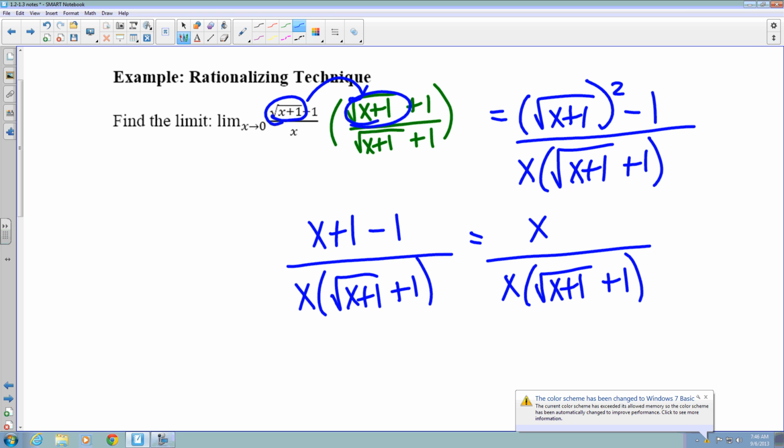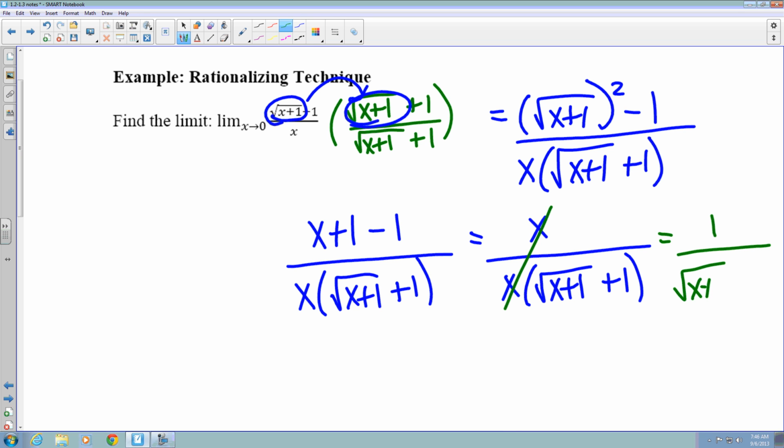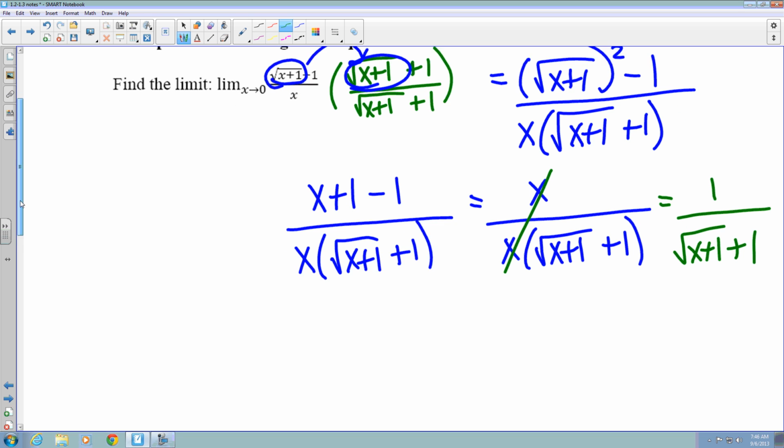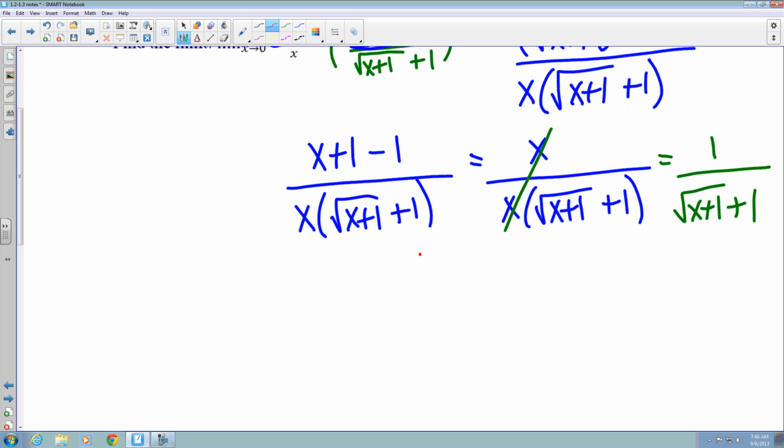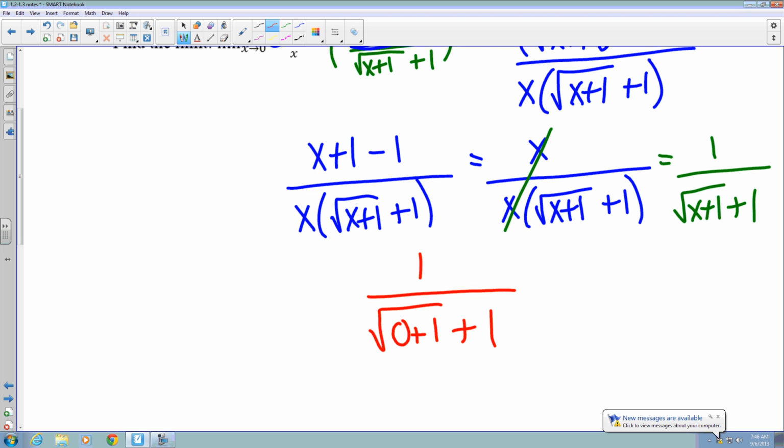And since we have an x on the top and an x on the bottom, those two can cancel out. So we get 1 over square root of x plus 1 plus 1. So when we plug a 0 in here, 1 over square root of 0 plus 1 plus 1. The square root of 1 is 1, so we get 1 half.